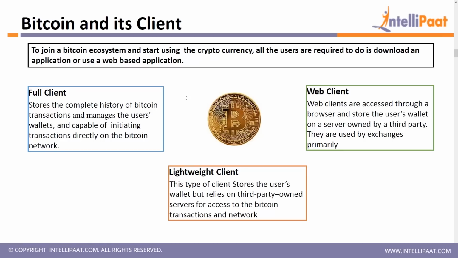Web client. Web clients are accessed through a browser and store the user's wallet on a server owned by a third party. They are used by exchanges primarily. So you can open a web client and do your transactions on Bitcoin using a third party's wallet. Then comes the lightweight client. This type of client stores the user's wallet but relies on third-party owned servers for access to the Bitcoin transactions and network. So there are three kinds of clients: full client, web client, and lightweight client, available with the help of third parties or the Bitcoin network, allowing you to transact over the Bitcoin network.